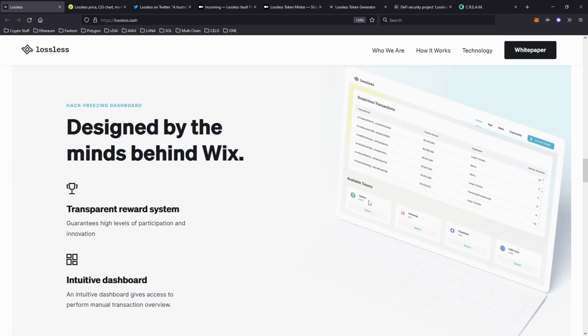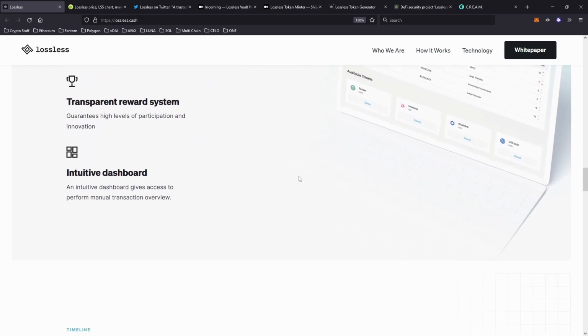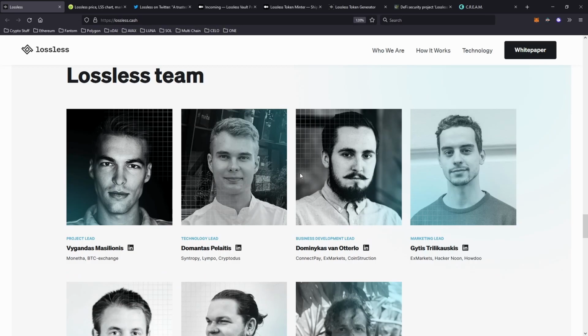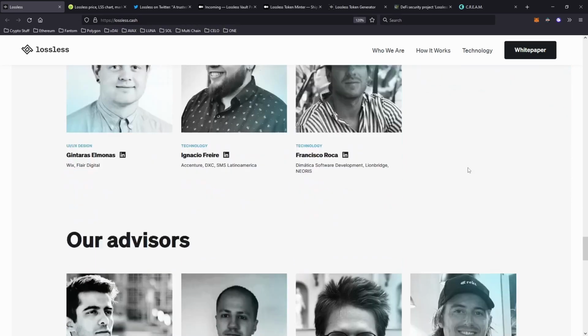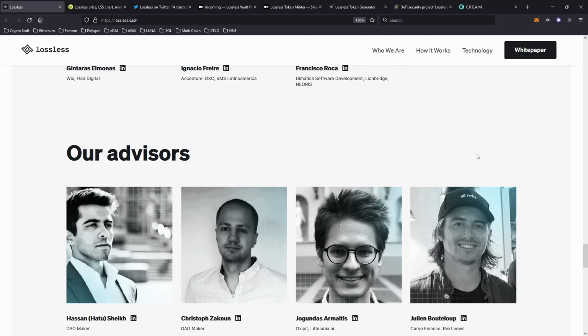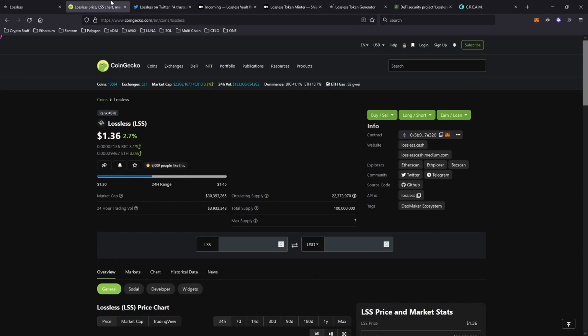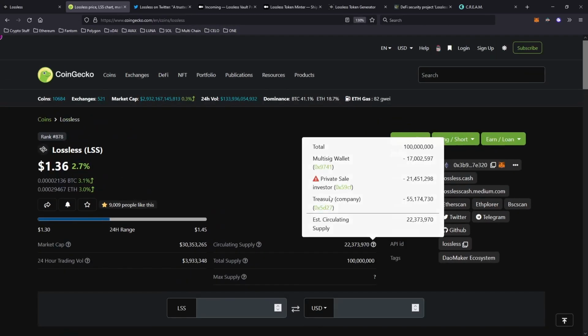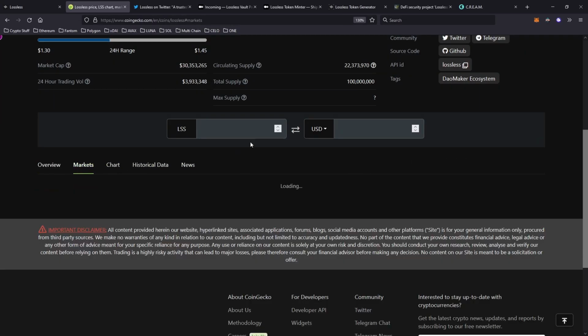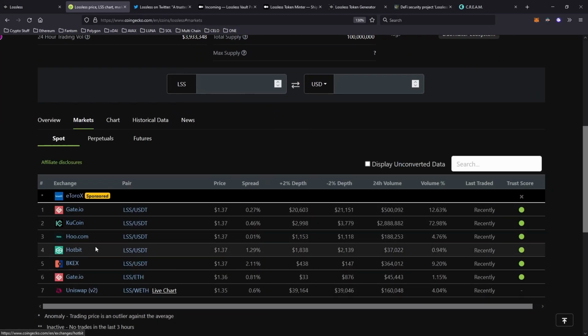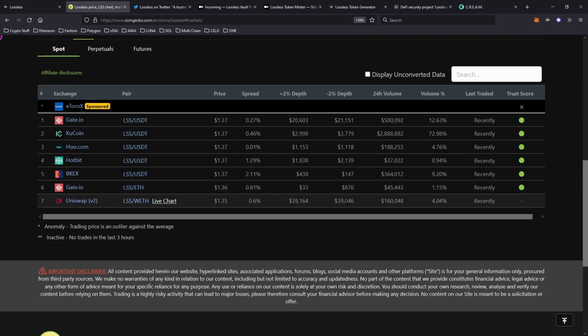But why should you trust Lossless? Taking a look down here, we can see part of the Wix team helped to design this, and I've gone on to a few of their LinkedIn profiles to see who they are, and yep, most of them are at Wix. Now, looking at the tokenomics and general price information, the total supply is about 100 million, and the current circulating supply is about 22 million, available on Gate, KuCoin, Hotbit, and a few other smaller exchanges. I used KuCoin to buy about $1,000 worth of the tokens a little while ago, because it's the most liquid and I don't have to pay hundreds of dollars in gas fees.